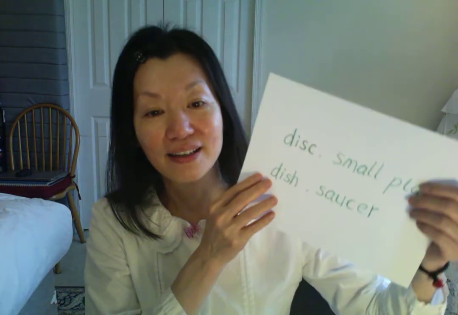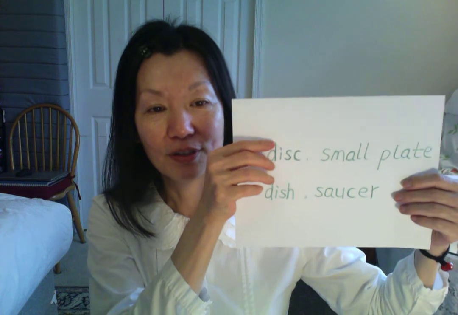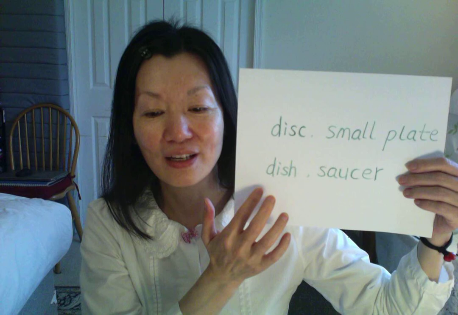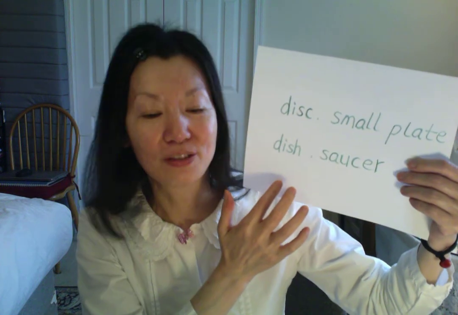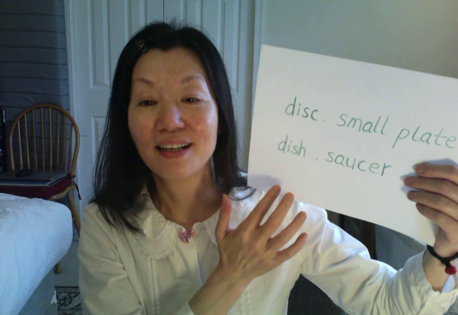Next one here. What is it here? Small plate or dish, saucer. Dish, saucer. This is a small plate or dish, saucer. In Chinese, very similar. Only one character here you can pronounce. 碟. Small plate, dish. 碟. Okay, second time finished.